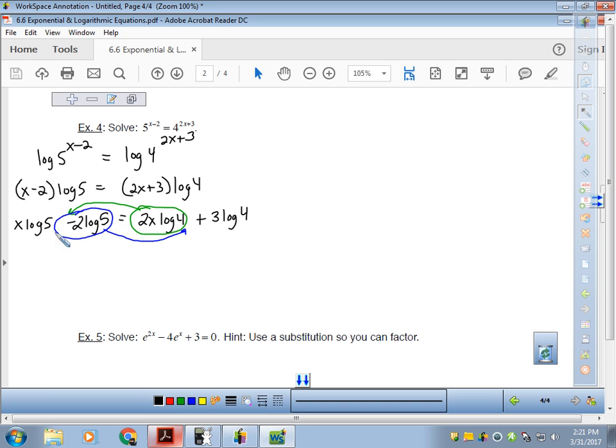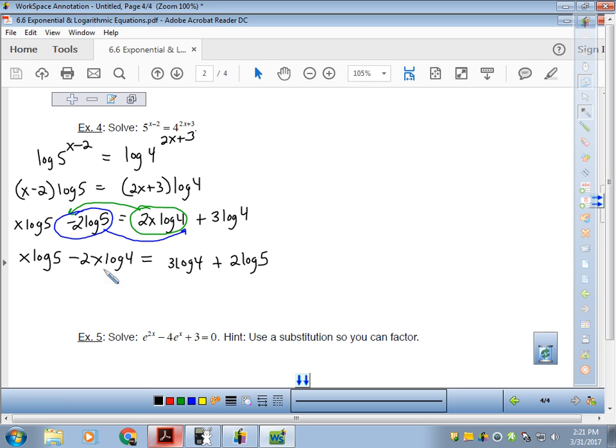So when we do this rearranging, on the left-hand side we're still going to have x log 5, but we're going to move over this 2x log 4, so we're going to subtract it. So it'll be minus 2x log 4 equals. On the right-hand side, I still have the 3 log 4, but I've moved over this 2 log 5. Since it was a negative, when I move it over, I'm going to add. So it's going to be plus 2 log 5.